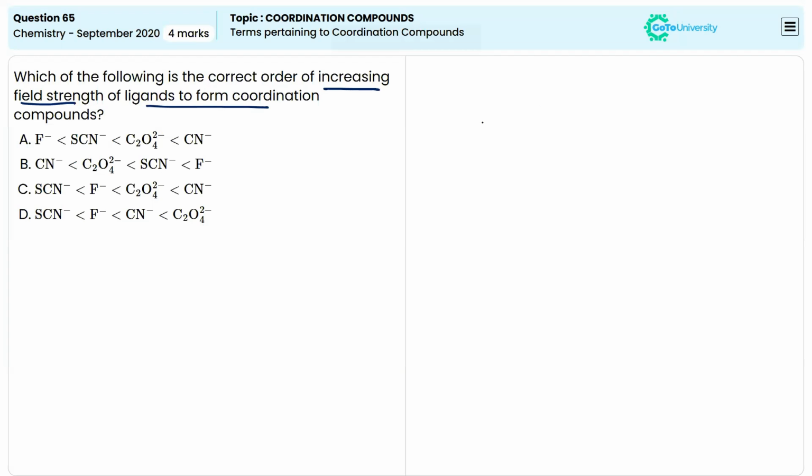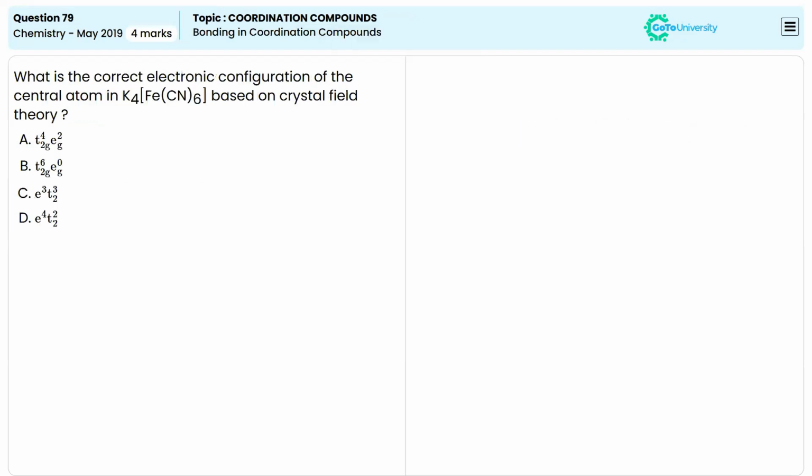According to that order, the ligand with the least strength will be SCN minus, then F minus, then C2O4 2 minus, the oxalate ion, then CN minus ions. If you check this, we can see the correct answer is option C. The next question.